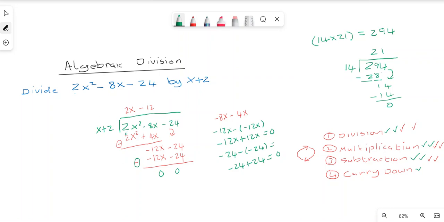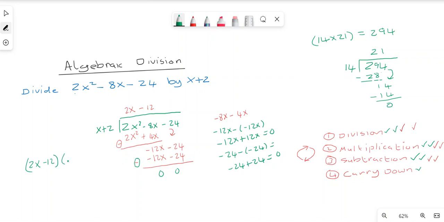So again, we go through exactly the same steps as we went through in order to do the long division using the numbers here. We use exactly the same step and the same process to do the long division with the algebraic expressions.